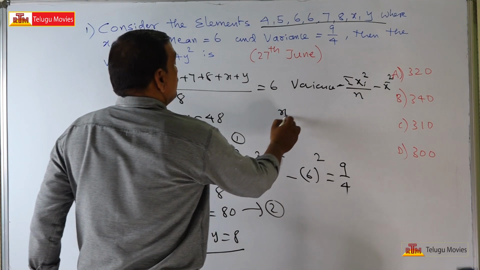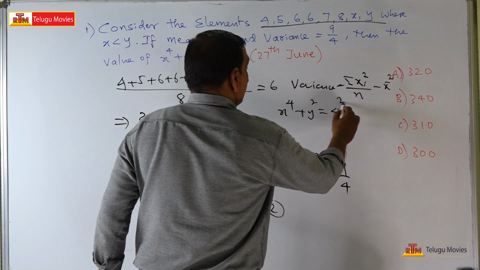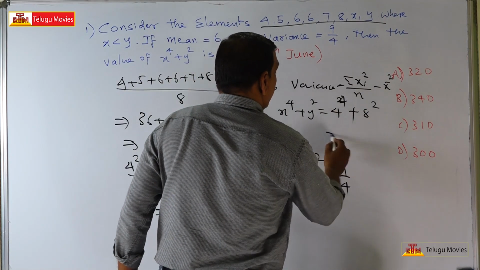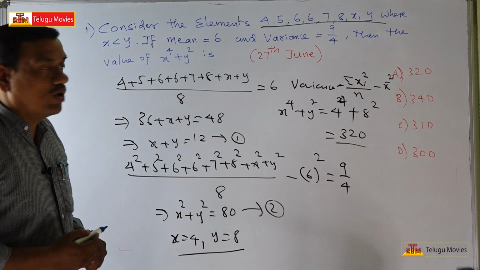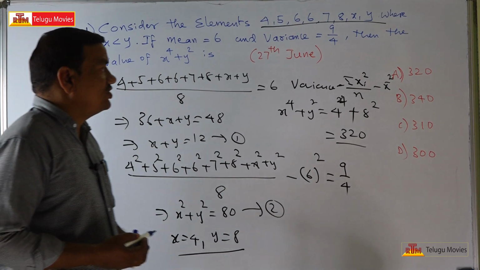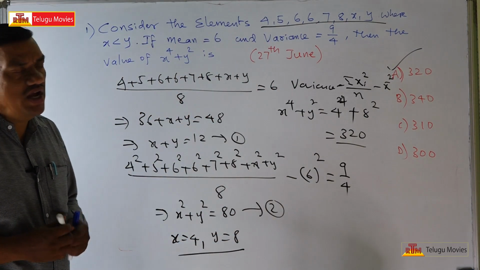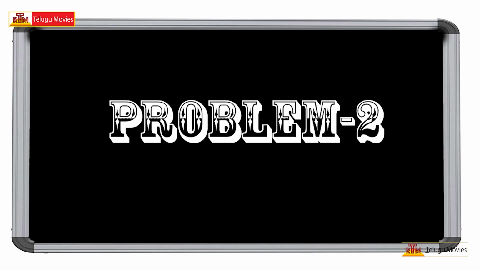Now you want x power 4 plus y square. x power 4 is 4 power 4, plus y square is 8 square. After multiplying out 4 power 4 and 8 square, the answer is 320. So 320 is your correct answer. I hope that you understand this solution. Let us go to the next problem.